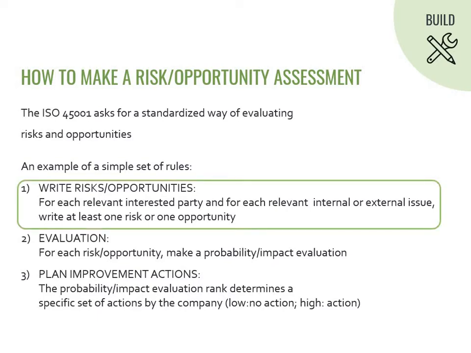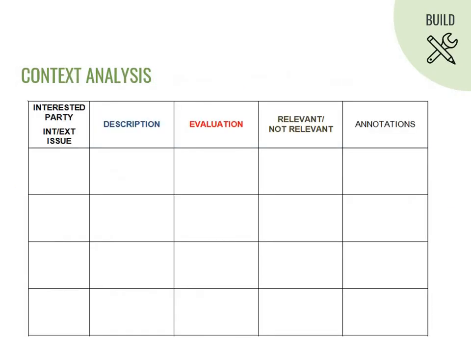The first rule could be summarized in: write risks, opportunities. What does it mean? For each relevant interested party and for each relevant internal or external issue, write at least one risk or one opportunity. This rule is a direct reference to our context analysis document, so we have to go back to what we said while preparing it in Chapter 4. So, a quick recap of our context analysis could be useful.